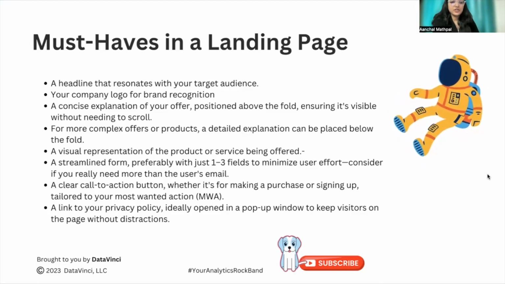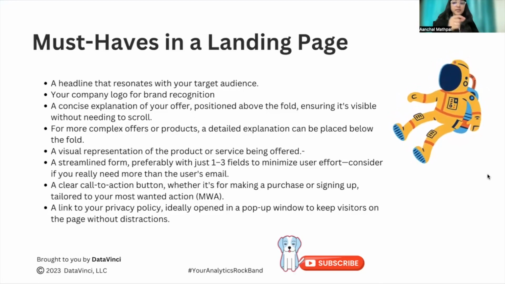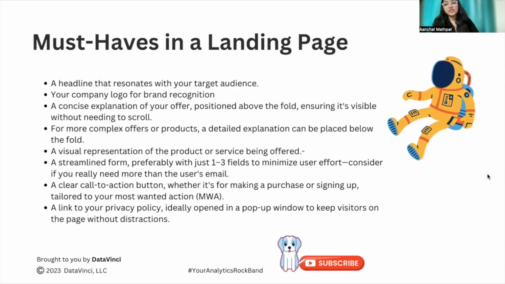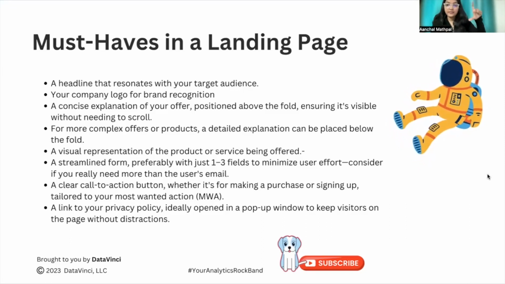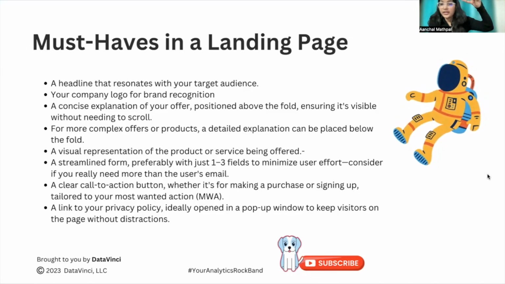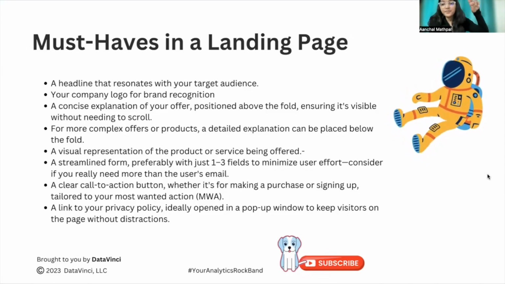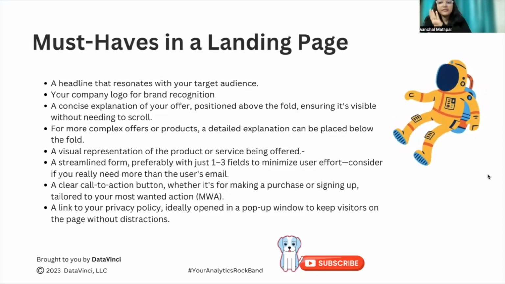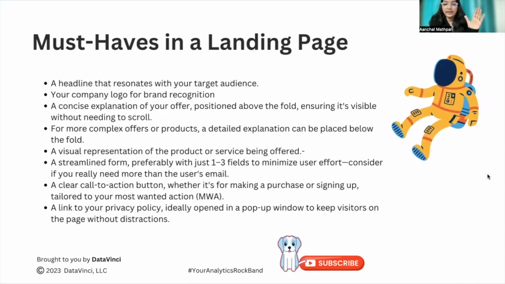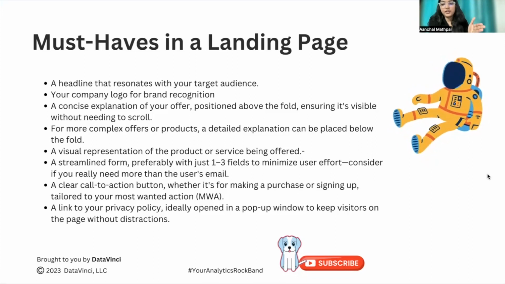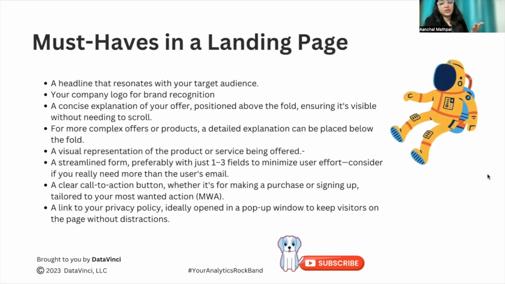Number 3, a concise explanation of your offer, positioned above the fold. This could be utilized in the subheading. So essentially, in the first fold itself, you have a headline that is benefit oriented. Then you can have a subheadline that supports the offer that you have made. And finally, an image that is relevant to the headline and the subheadline or the product or service that you're offering, so that the visitor can visualize what they are going to get at the end of the day.